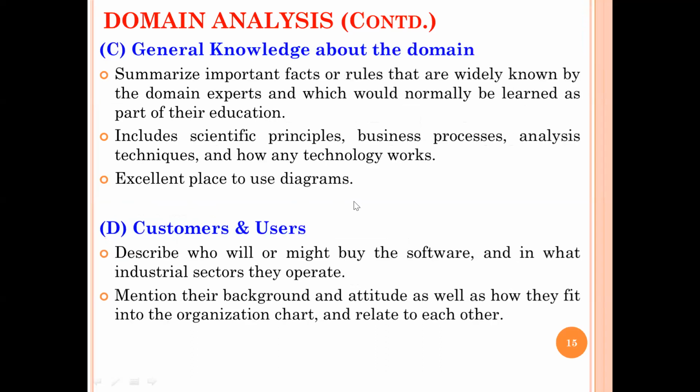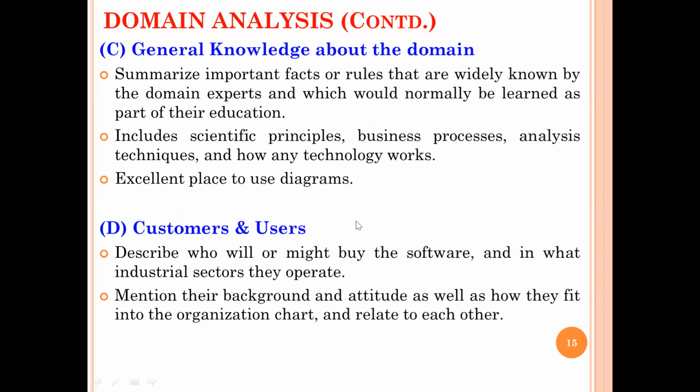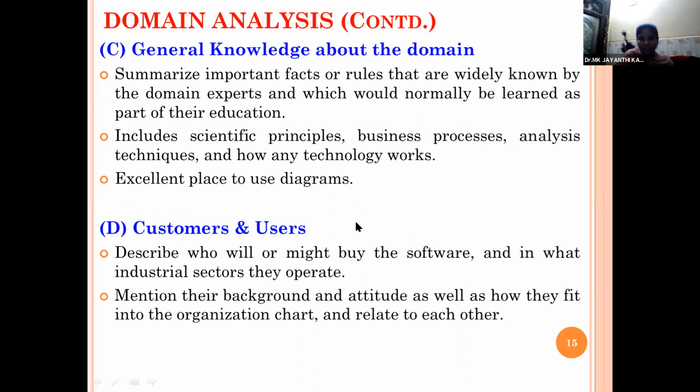Then the third point is general knowledge about the domain. You have to summarize the important facts and rules that are widely known by the domain experts and normally learned as part of the education. So you have to explain the various activities and general aspects of the domain, including specific principles, business processes, analysis techniques, and technical works, and it is an excellent place to use diagrams.